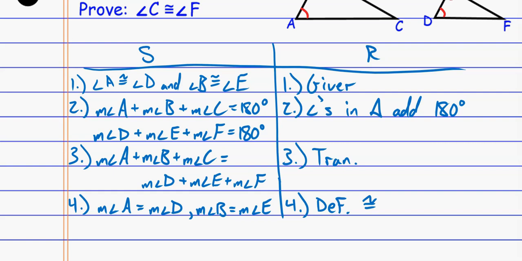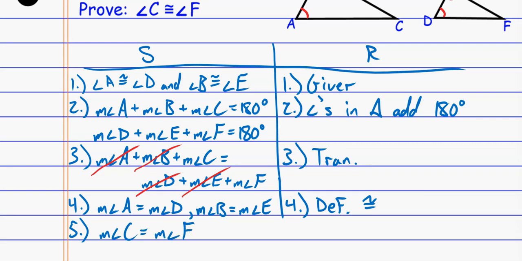Now, if I look at the equation from step 3, couldn't I subtract the A and D from each side? Since they're equivalent, can I subtract the same thing from each side and get rid of the A and the D on each side? Couldn't I take away the B and the E on each side? So if I look at step 3, if I take away the A and the D from each side, and then take away the B and the E from each side, maybe it would help if I cross these out, take those off of each side. The thing I'm left with is that the measure of angle C equals the measure of angle F.